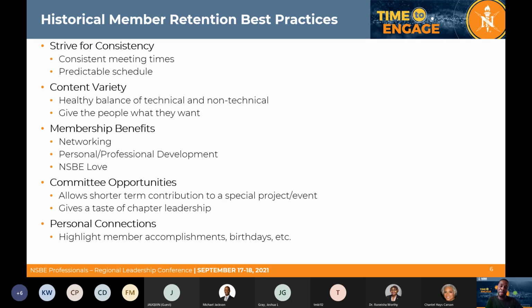Okay, so you've recruited new members, but now how do you keep them? There are some best practices that can help you retain your membership. First is to strive for consistency. What I mean by that is try to have consistent meeting times. If you could have a certain week of the month that you schedule all your meetings, like say the third Thursday of the month for general body meetings, establishing that consistency can help with keeping people engaged, because they know that meetings are always going to happen at that time, so they're more likely to come.